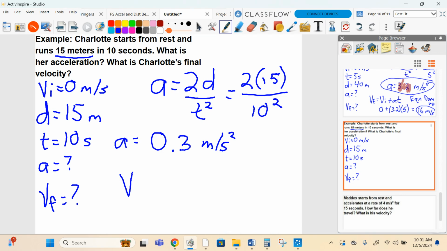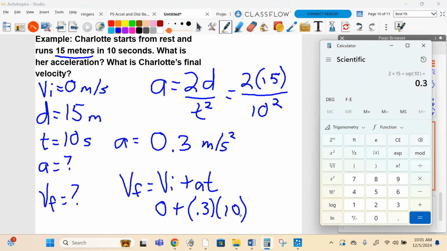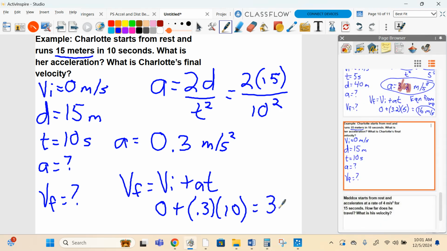And then to find the second part, what is Charlotte's final velocity? It's VI plus AT. VI is 0. The acceleration we just found, 0.3. And our time is 10 seconds. When I take 0.3, I multiply by 10. That's going to give me a total of 3 meters per second is my final velocity.